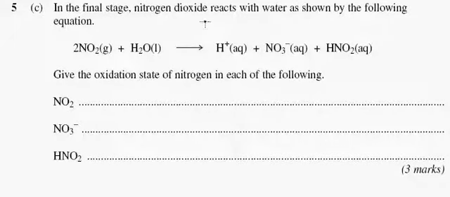In the final stage, nitrogen dioxide reacts with water as shown by the following equation: 2NO2 plus H2O gives the hydrogen ion, NO3 minus and HNO2. Give the oxidation state of nitrogen in each of the following. Well, we're going to have a look at the first two first.